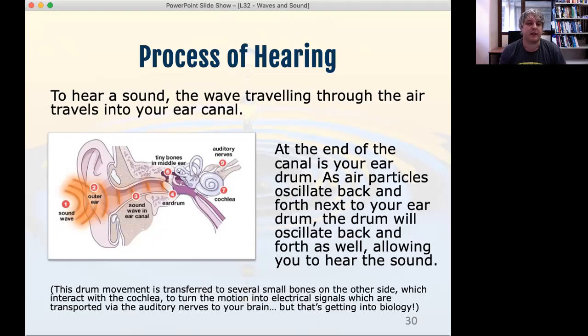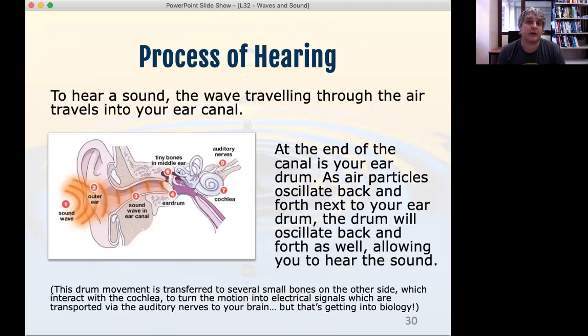Right? The eardrum is actually transferring it to little bones, which interact with the cochlea, which turns the motion of the eardrum into little electrical signals, and they go via the auditory nerve to your brain. But that's getting into biology. I don't expect you to worry about all of that. Again, fascinating stuff, as a lot of these processes that we brush up against are, but we're more concerned with the motion of the wave itself rather than specifically how the biology of hearing works.